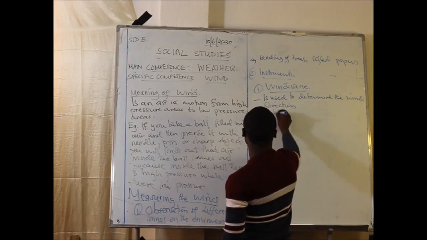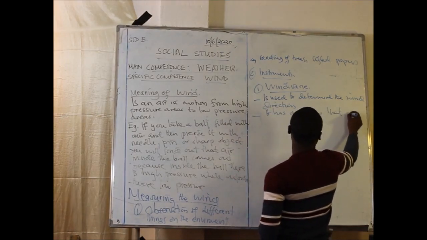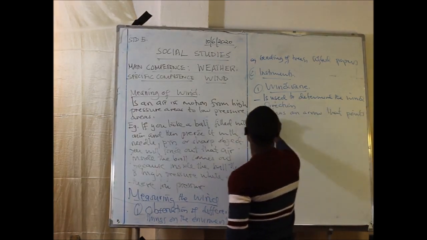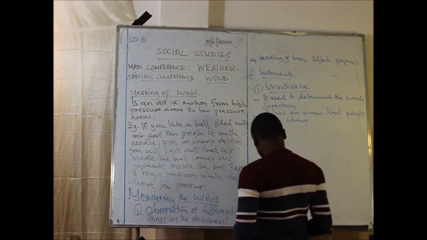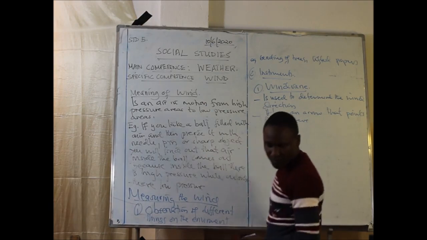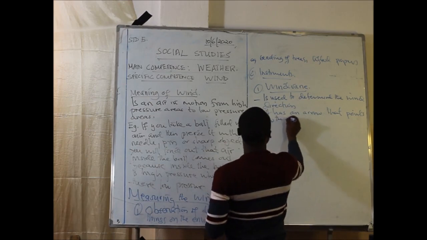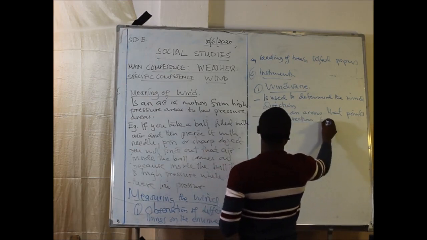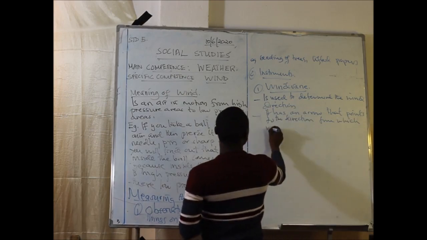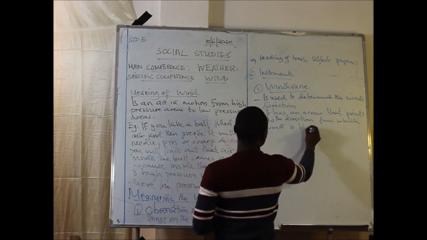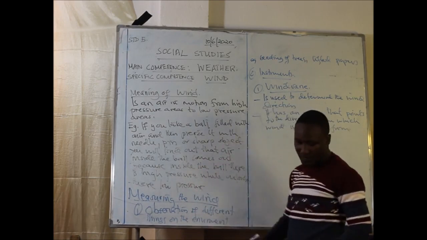And I said it has an arrow that points from where the wind is blowing. This one points to the direction from which wind is blowing from. That is the wind vane.